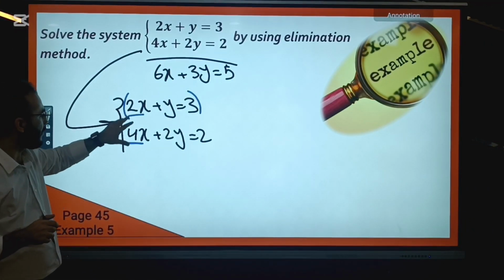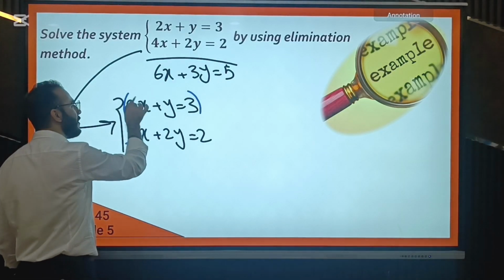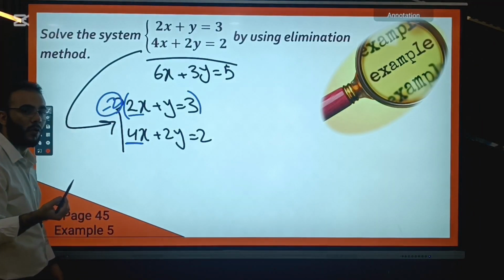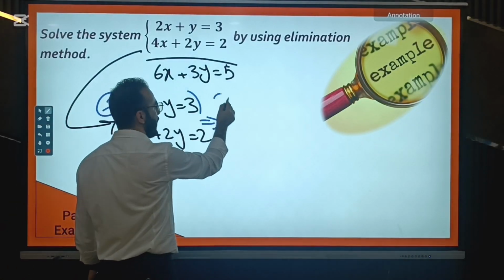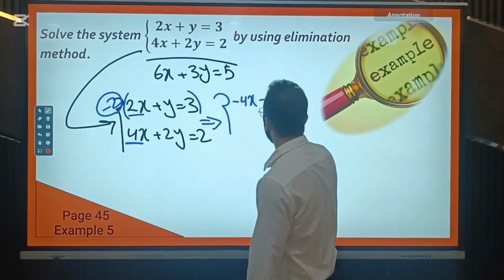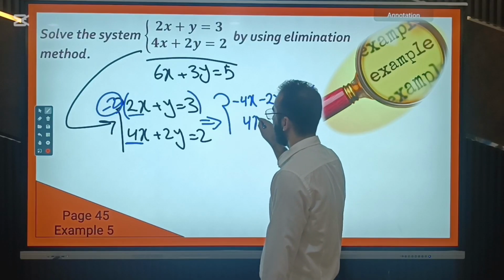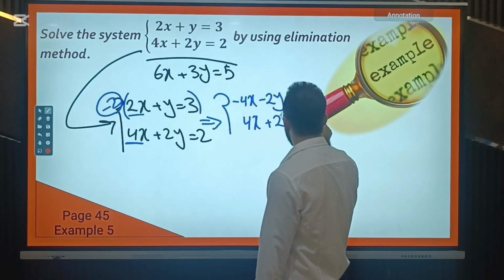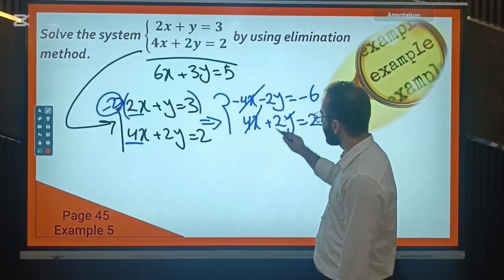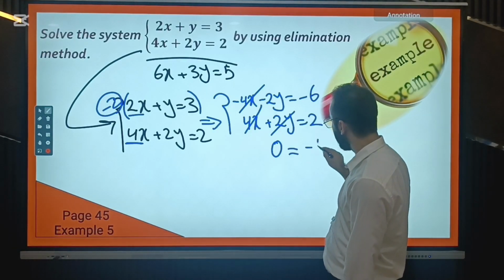How can we make them opposite? What is the opposite of 4? Negative 4. So we need to make negative 4 here by multiplying these two by negative 2. Why? Because 2 times negative 2 is negative 4, which is the opposite of 4. Perfect. So we are going to have negative 4x, negative 2 times y, negative 2y, negative 2 times 3, negative 6. And we have 4x here plus 2y equals 2. Negative 4x and 4x cancel each other. Negative 2y and positive 2y cancel each other. So here we get 0. Negative 6 and 2, we get negative 4.